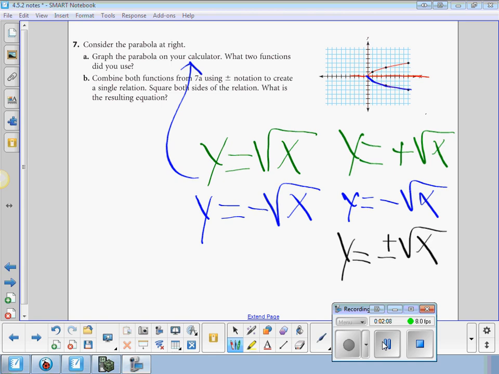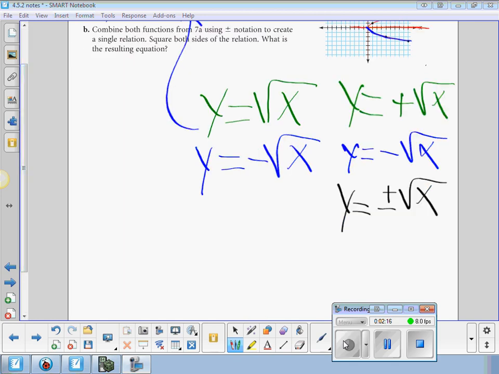Right. That's why we invented that symbol, to say that it could be either positive or negative. All right? So part 2 is square both sides of that.